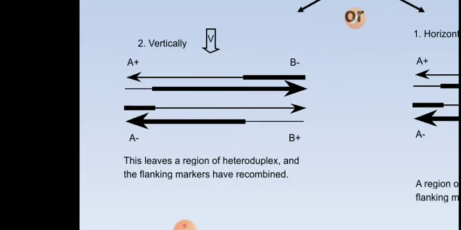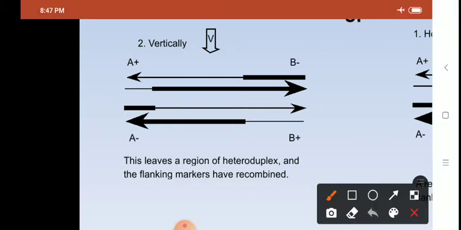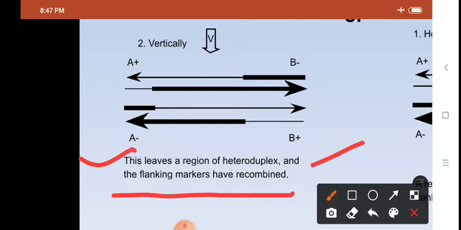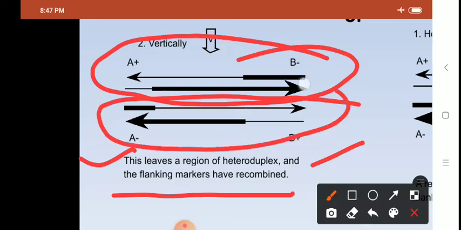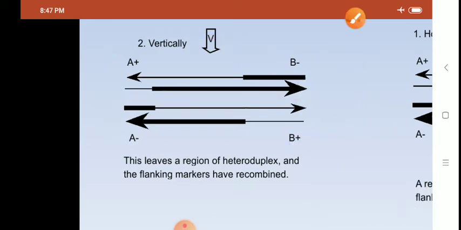What happens if vertical resolution takes place? If vertical resolution takes place, this leaves a region of heteroduplex and the flanking markers are recombined. You can see this is a heteroduplex recombined, and this is a heteroduplex which has been recombined.